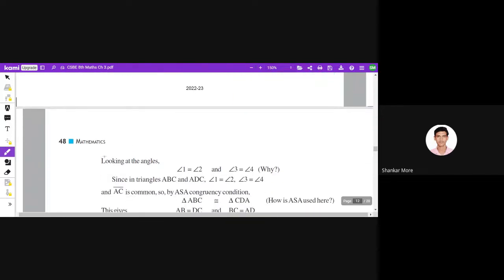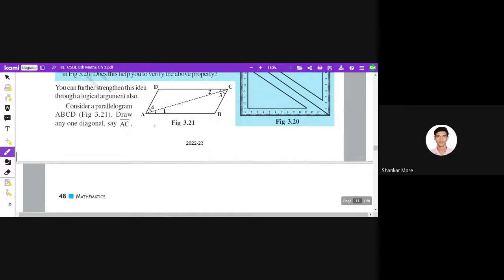नाउ सी, लुकिंग एट द एंगल्स, एंगल 1 इज इक्वल्स टू एंगल 2 एंड एंगल 3 इज इक्वल्स टू एंगल 4. नाउ सी, यहाँ पे एंगल 1 इज इक्वल्स टू एंगल 2 बोला है और एंगल 3 इज इक्वल्स टू एंगल 4 बोला है. सो ऐसा क्यों बोला है? So if I am not wrong, you might have learned the property. So let us suppose there are two parallel lines and one line is passing through it. मतलब एक लाइन अगर उससे पास होती है, so जो angles वो बनाती है that would be equal, right?